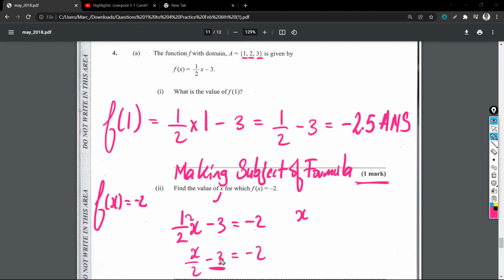I'm going to carry this minus 3 over to the right side. I'm going to get x over 2 is equal to minus 2 plus 3, so x over 2 is equal to 1. Then I need to get rid of that 2 down the bottom, so multiply both sides by 2. x is equal to 2, and that's the answer for this question.